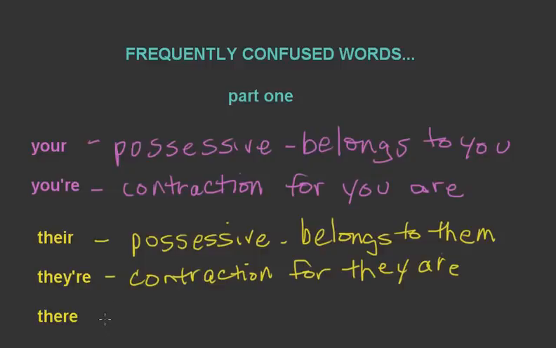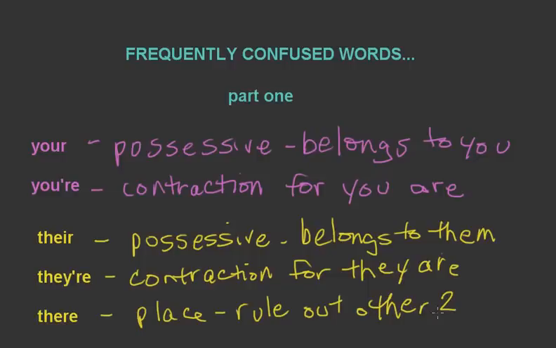The last one frequently means a place, but another way to deal with this is to rule out the other two. Then it has to be this one. So if it's not a possessive, and it does not mean they are, then you want the there one. If you mean they are, then you have to use that second one. If you do not mean possessive, then you cannot use the first one. And it's really that simple.